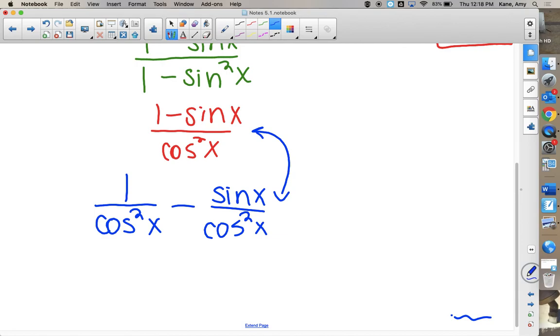Why is that helpful? Like, where did that get you? Ashley? You can use identities. So you're doing something algebraic, so then try and use an identity. And the first identity we can use is sitting right here. Ashley, what is 1 over cosine squared going to be equal to? Secant squared. That's a reciprocal identity.